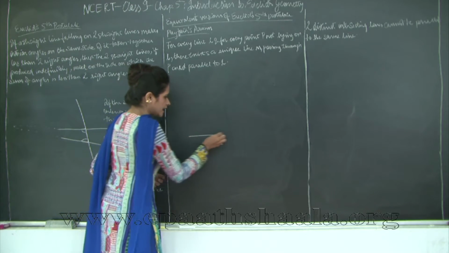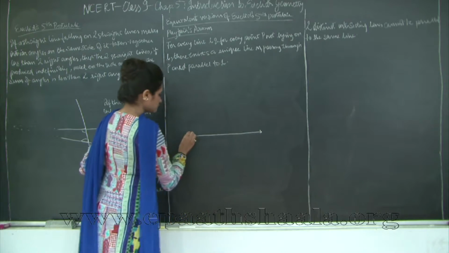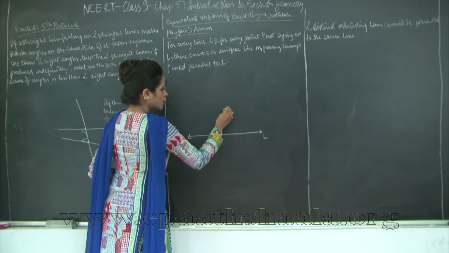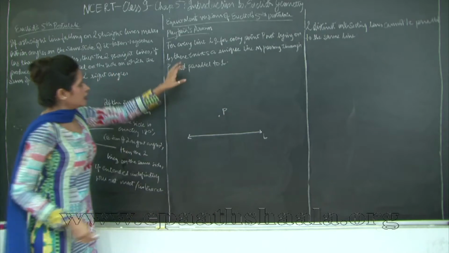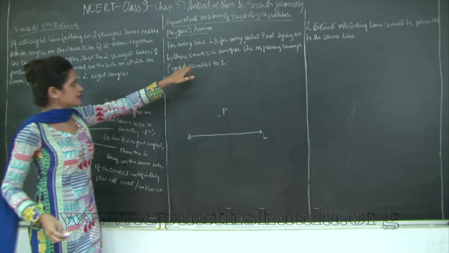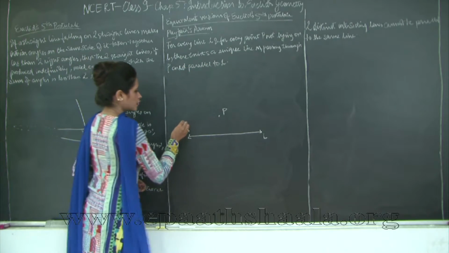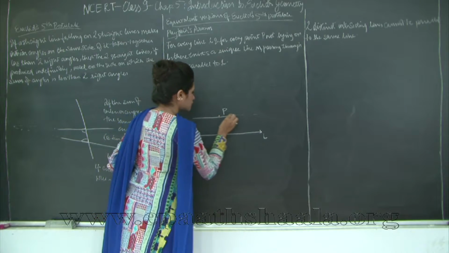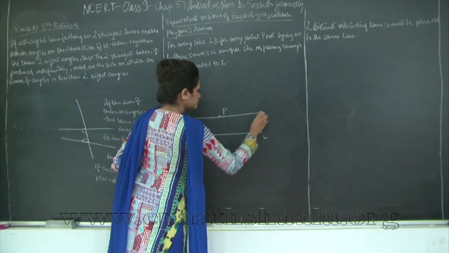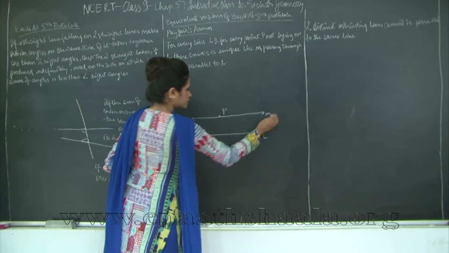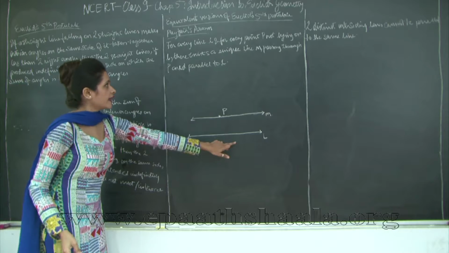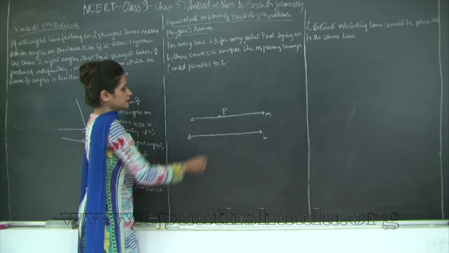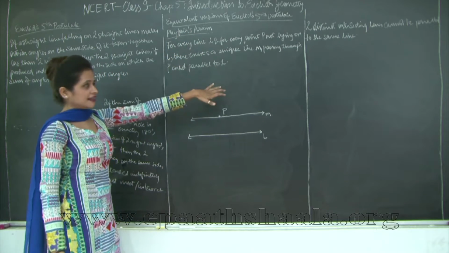So, I have my line L and there is a point P that is not lying on L. Then there exists a unique line passing through P and parallel to L. So, I am going to say let this unique line be M. So, M is parallel to L and it is passing through P. So, this is about Playfair's axiom.